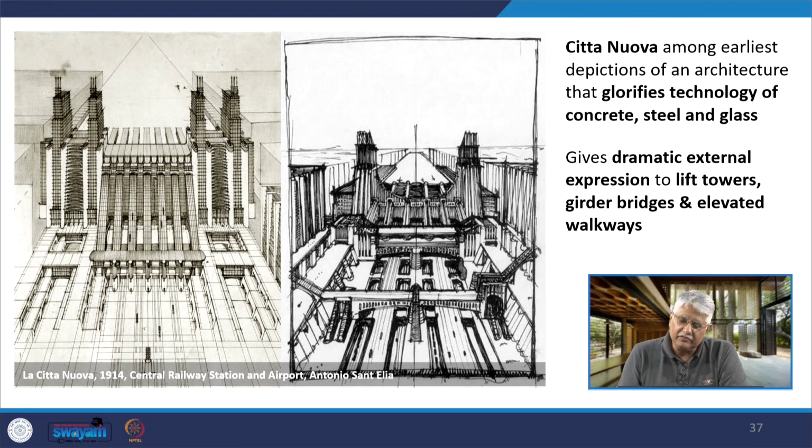Then we have the Città Nuova, which was designed by Antonio Sant'Elia, conceptualized by him, amongst the earliest depictions of an architecture that glorifies technology of concrete, steel and glass and gives dramatic expression to lift towers, girder bridges, elevated walkways, all seen in these pictorial representations drawn by Antonio Sant'Elia.